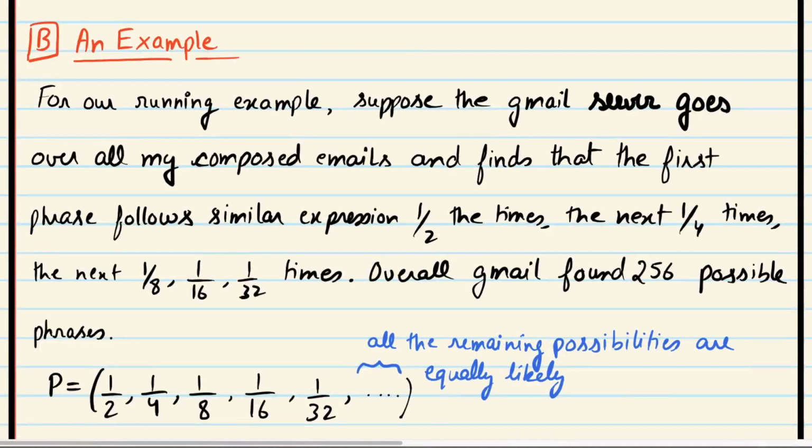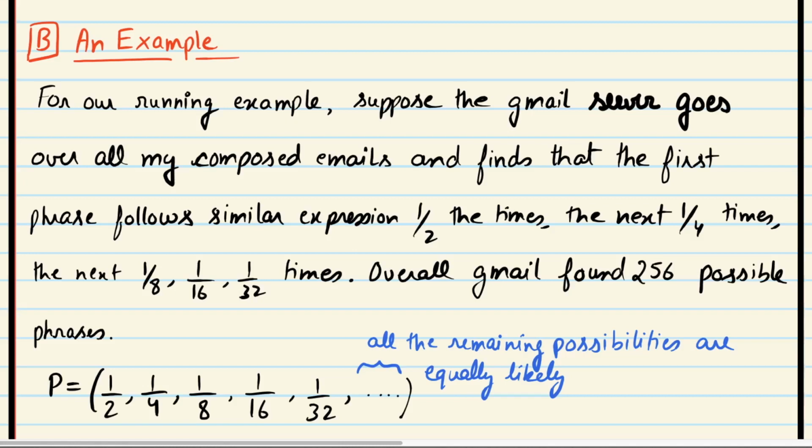So we just agreed that we will measure uncertainty by the minimum number of bits required to represent a source. So let's return to our Google Server example for the running example, the email client. So how does the Gmail client actually complete our emails? What it probably does is go over all the emails that I have composed, look at the phrase that I have written, and find the phrase that follows it most of the time.